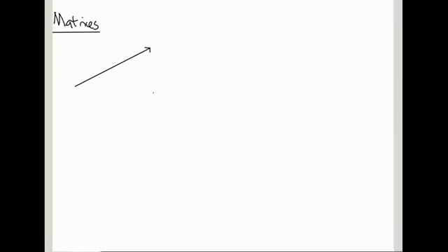And the way we encode this arrow is as a pair of numbers, x and y, where x is telling us how far to the right the arrow points and y is telling us how far up it points. So this is x and this is y. In particular, if the vector points to the left, then x is negative, and if the vector points downwards, then y is negative.